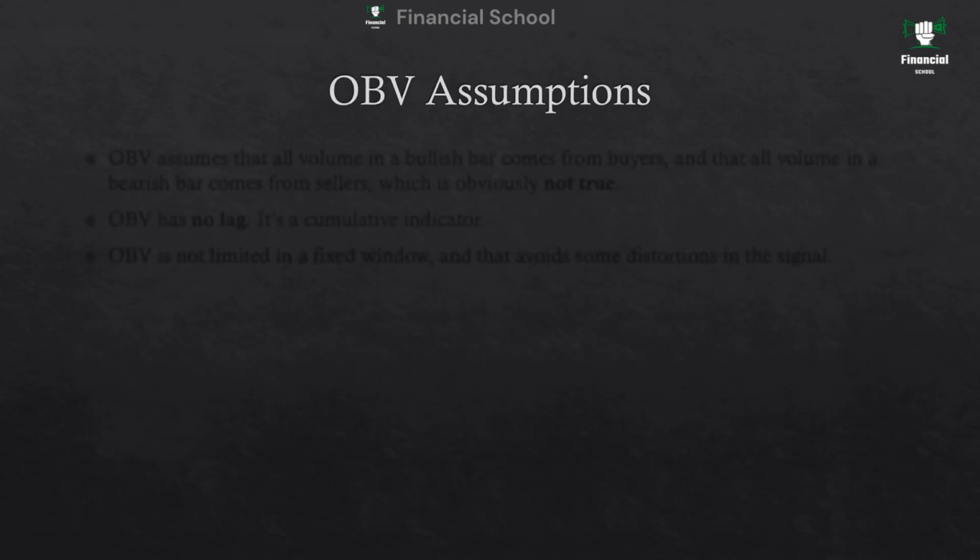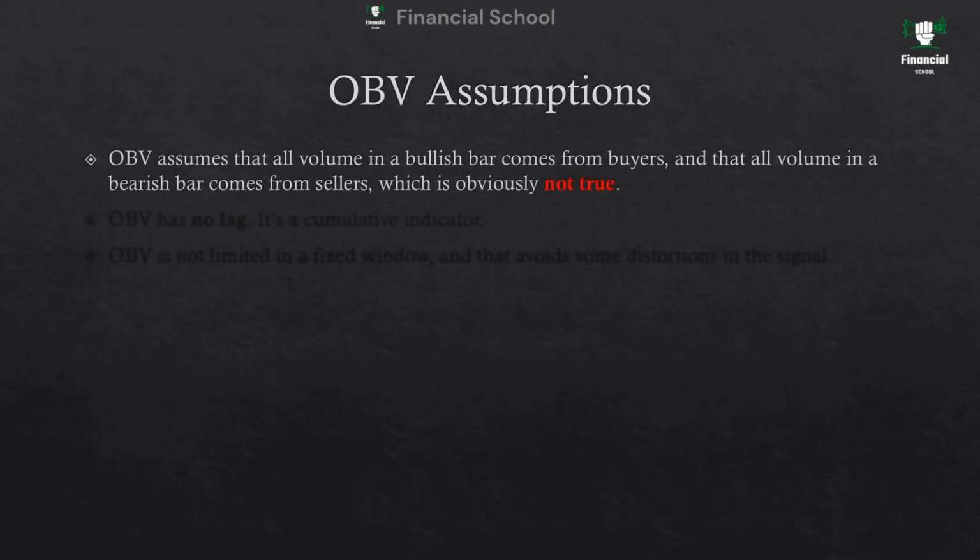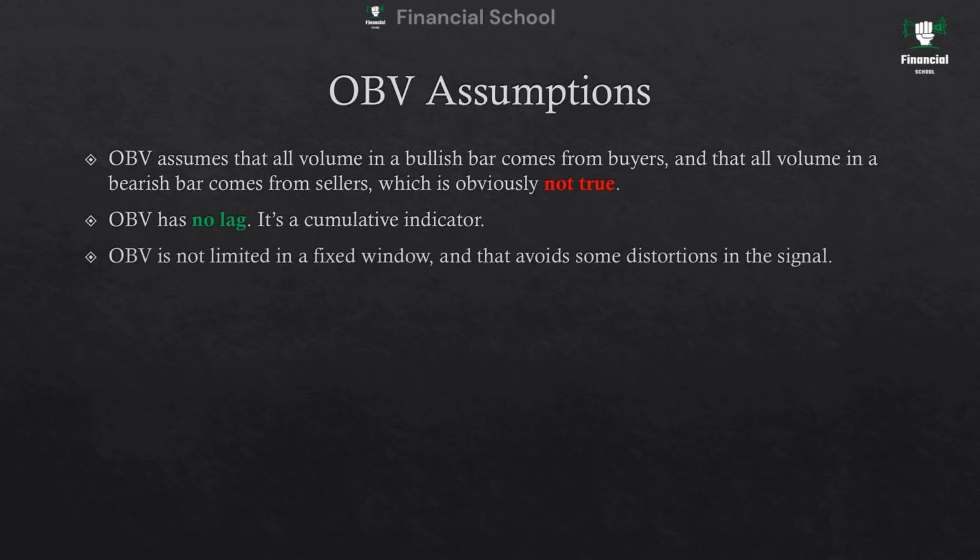The OBV has a dangerous assumption, which is to consider that in a bullish bar, all the volume comes from buyers, and in a bearish bar, all the volume comes from sellers, which is clearly not true. However, on the bright side, the OBV is an indicator devoid of lag, which is what you should look for when trying to use technical indicators. The OBV is also not limited to a fixed window, and that avoids some unwanted distortions.